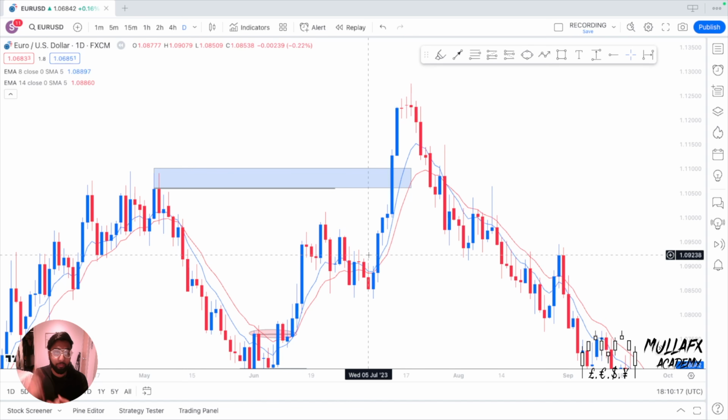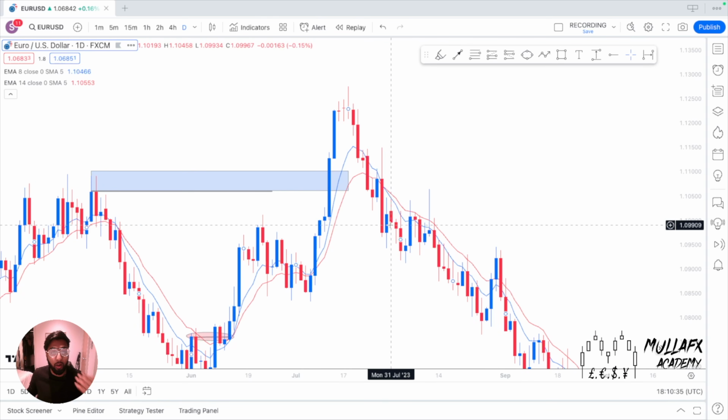You can use 1 minute, 5 minutes, 15 minutes, 1 hour, 2 hours, 4 hours. All of those, I have tested it out. It works. Sometimes you do get played around with fake outs, but it depends on the EMAs. If you're using 8 and 14, it works practically on all time frames. Okay, and this is why I love using this.